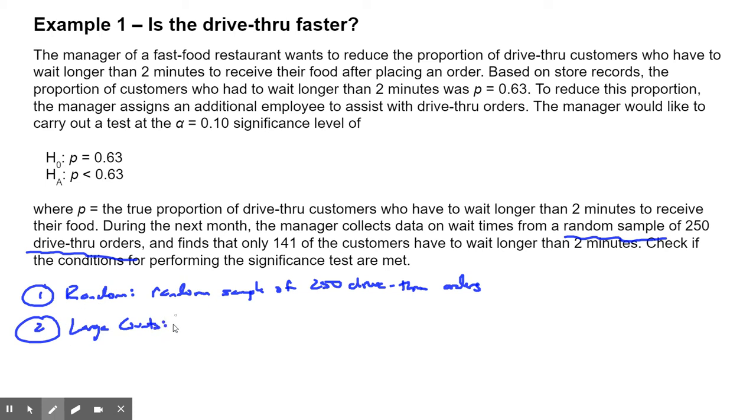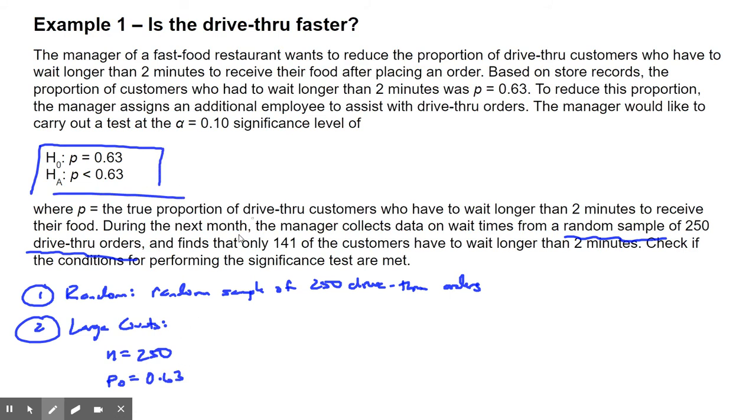So first, do I know my n value? Well, I just wrote it down. It's 250. And do I know my p null value? Again, I'll make it bigger. The number used in your hypotheses is the null value, 0.63.